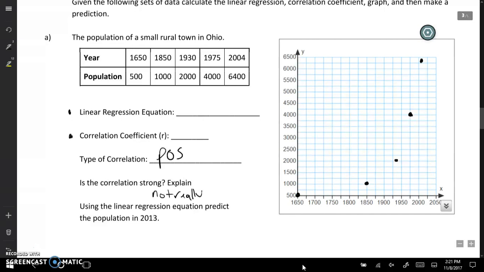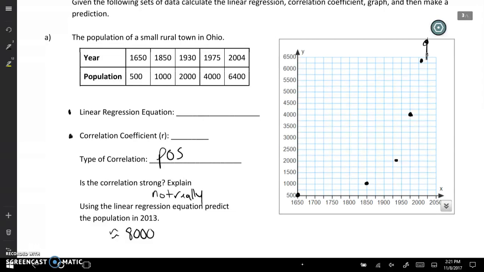Okay, but what we can do is predict 2013. So 2013 is going to be thereabouts, along this line right here. I'm going to say about here. Maybe we'll guess about 8,000. We're actually going to find out what it's really predicted to be tomorrow with our calculators.